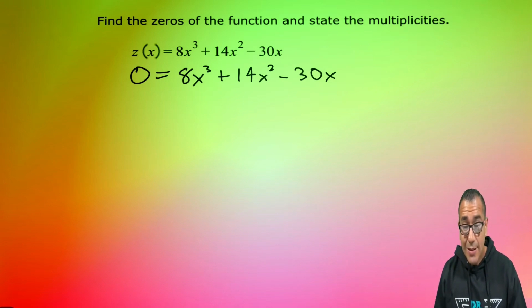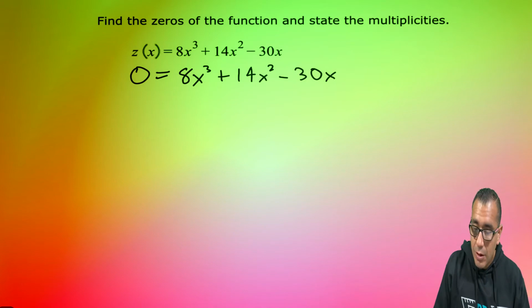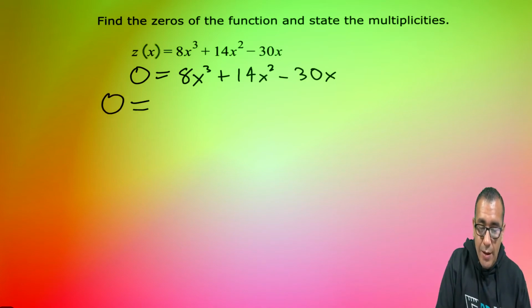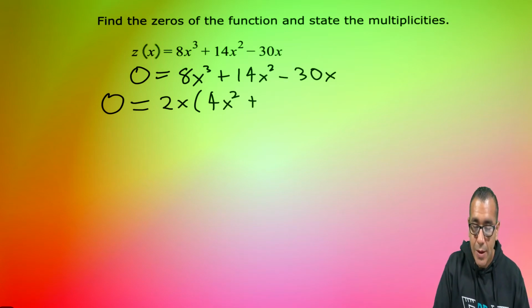In this case, it looks like we could factor out a 2x, right? So let's factor out that greatest common factor, which is 2x. And what are we left with? We're left with 4x squared plus 7x minus 15.